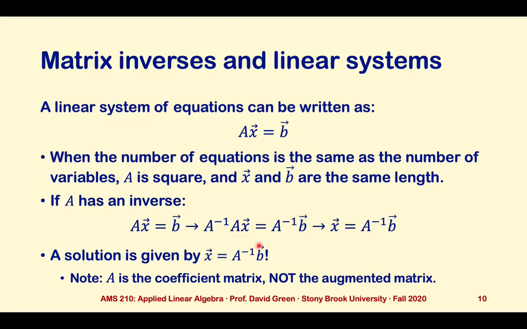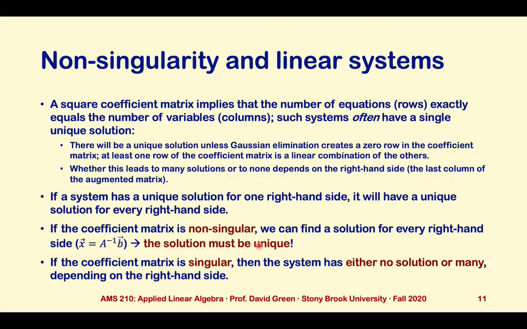Okay, so one of the really important things about the matrix inverse is its relationship to solutions to systems of linear equations. Let's talk about this a little bit more. So a square coefficient matrix implies that the number of equations, that is rows, is exactly equal to the number of variables, that is columns. And these kinds of systems very often have a single unique solution.